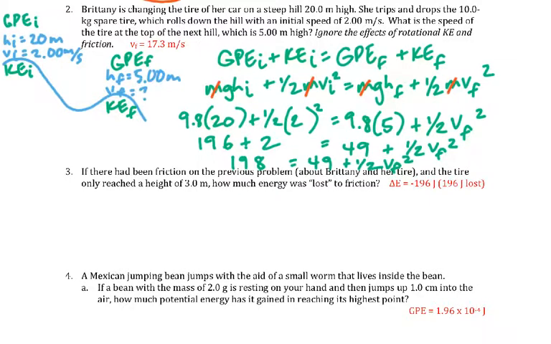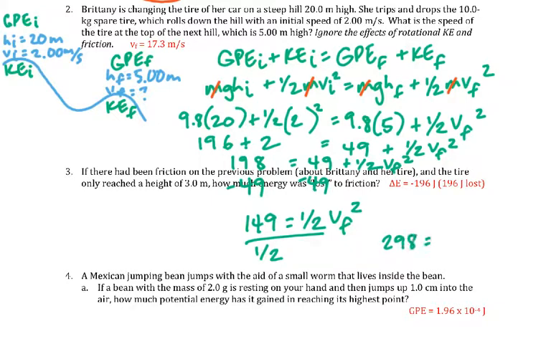Sorry guys, I'm running out of room. I'm just going to write over the type. So I'm going to subtract 49 next to get it off of the right, which gives me 149 equals 1/2 VF squared. I divide by 1/2. That is 298 equals VF squared, but I just want VF. I don't want VF squared.